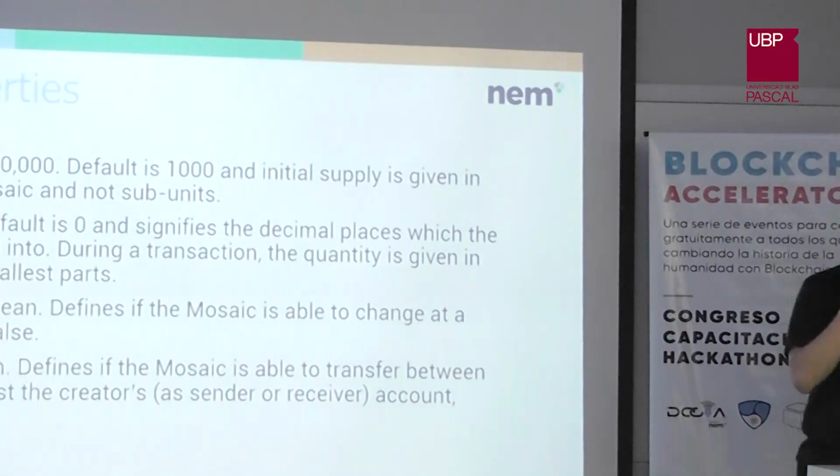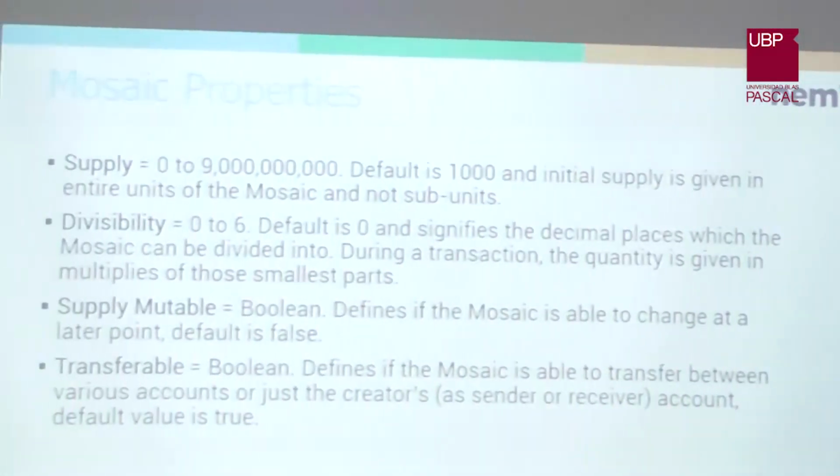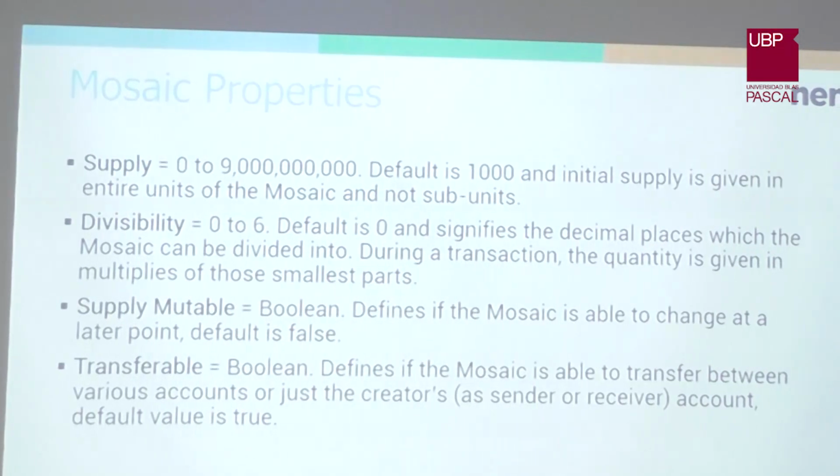La propiedad transferible es un booleano, puede definir si es transferible a otros usuarios o no. En este caso solamente puede ser transferido al creador, the creator, the owner, right? Yeah. Al dueño del mosaico.